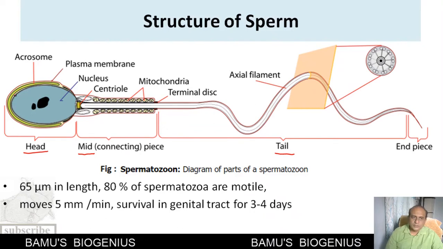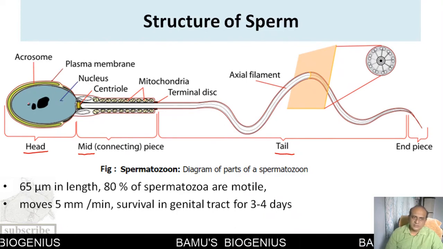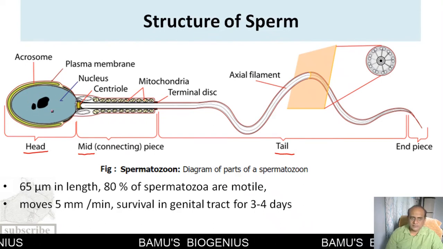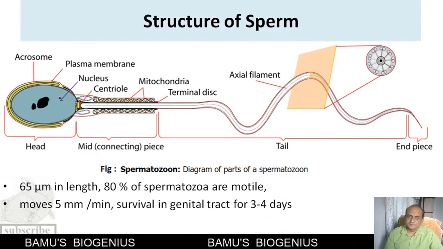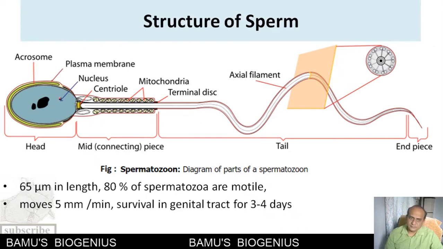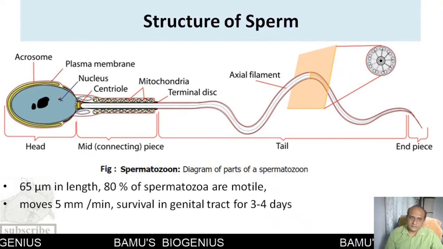Inside the head region, the nucleus is present. The nucleus does not have a nucleoplasm but a compact mass of DNA. This nucleus is made up of compact DNA material. This compaction of DNA is achieved by replacing histone proteins with protamines.